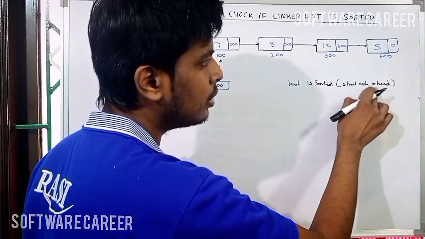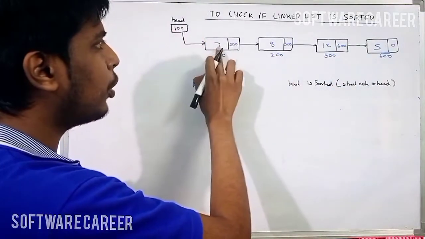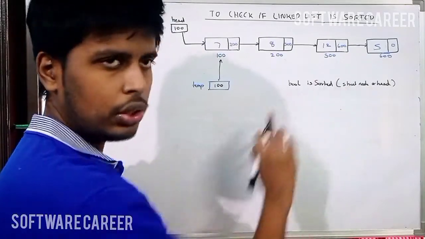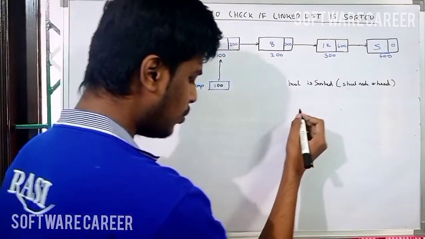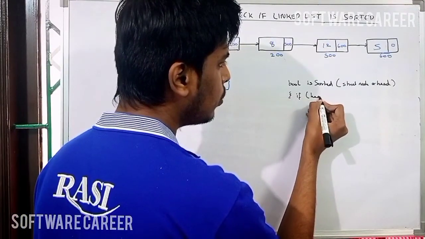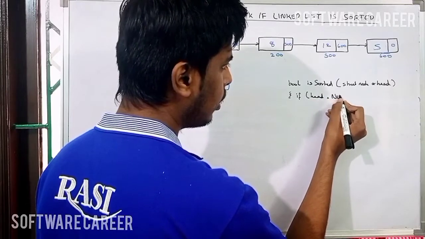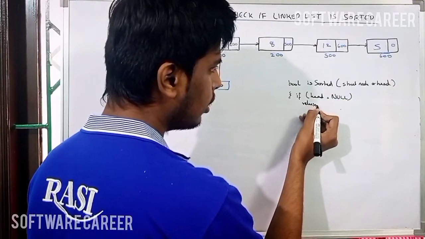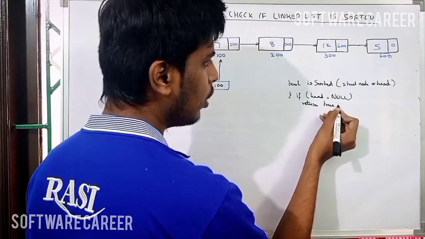Now see, this is the head pointer. The head pointer is pointing to a node which has a structure, so I am writing that it's pointing to struct node. Now I am writing: if head equals null, then return true. What is this?